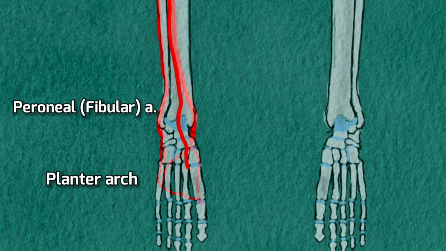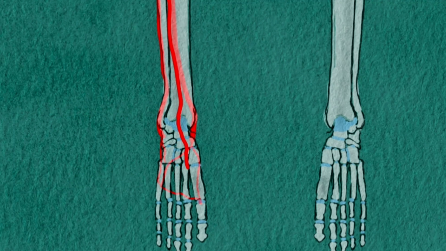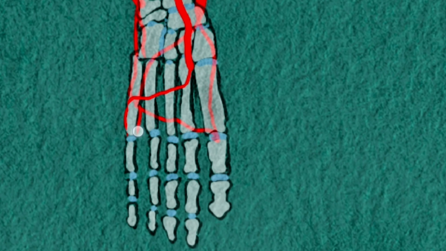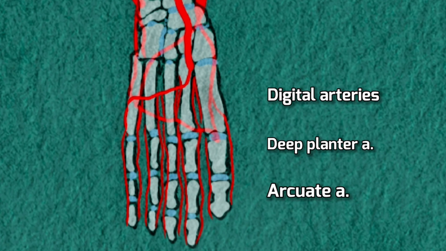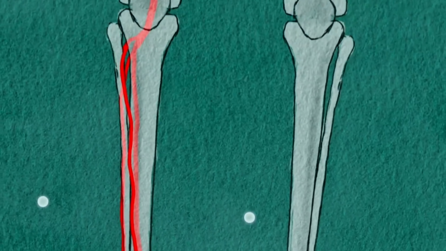The plantar arch is formed primarily by the lateral plantar artery from the posterior tibial artery and the deep plantar artery, a branch of the dorsalis pedis artery. The plantar arch supplies the plantar surface of the foot, including the toes. And these are some key branches: the digital arteries, which branch from the plantar and dorsalis pedis and provide blood to the toes. The deep plantar artery, a branch of the dorsalis pedis artery that contributes to the plantar arch. The arcuate artery, a branch of the dorsalis pedis that supplies blood to the metatarsal region.